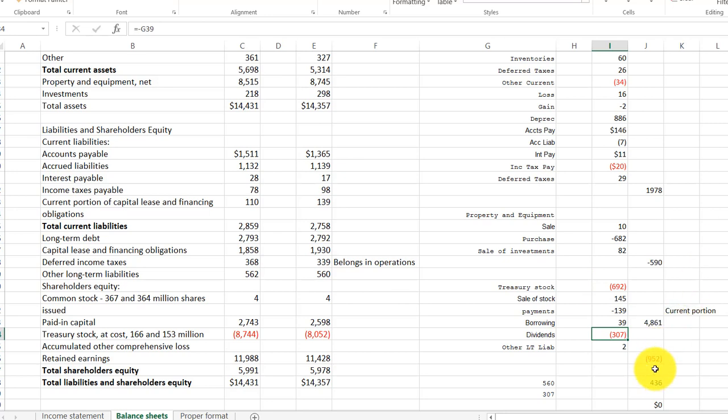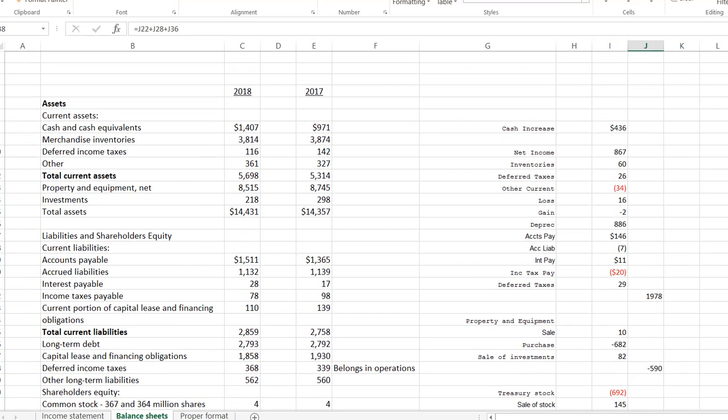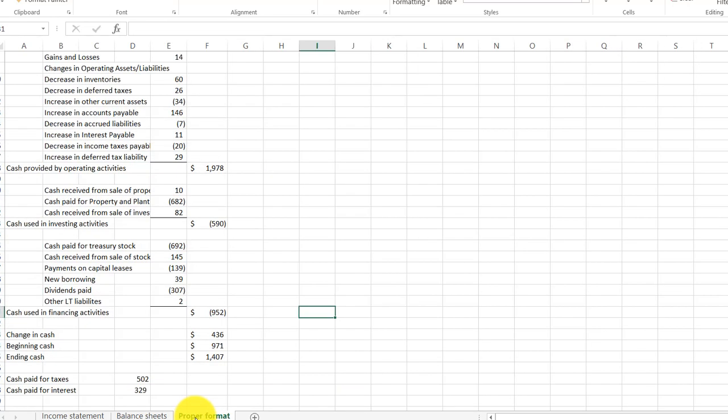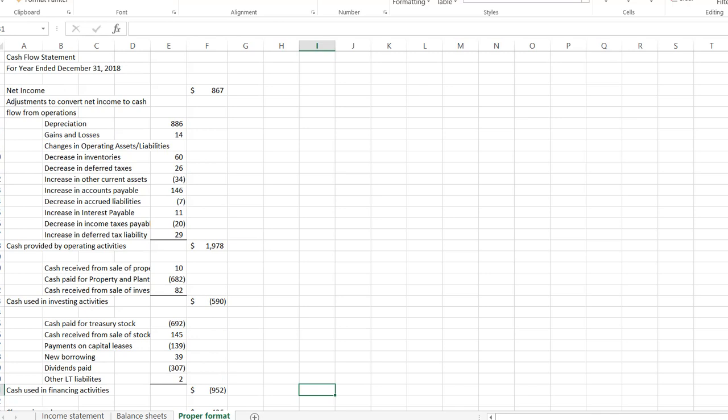So we check ourselves, and yes, our operating, investing and financing add up to 436, which was what we decided at the beginning is the change in cash. This is what it should look like when it's done up nice for reporting purposes.